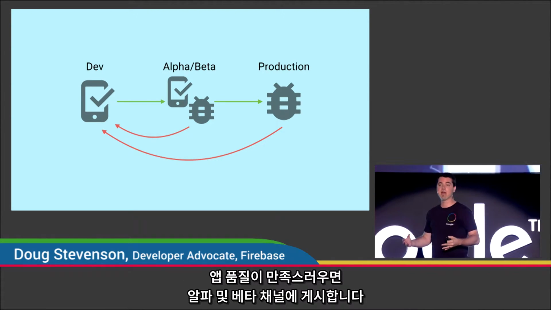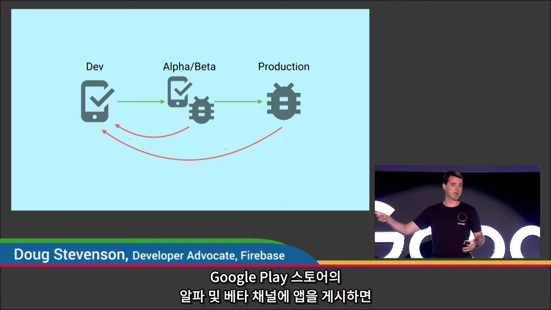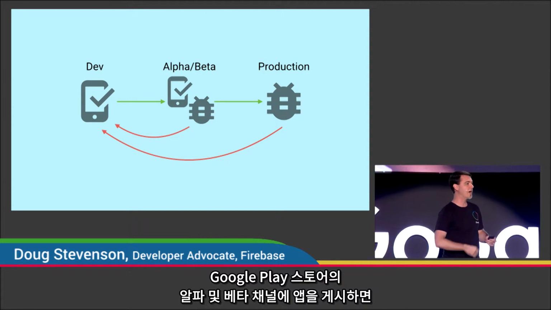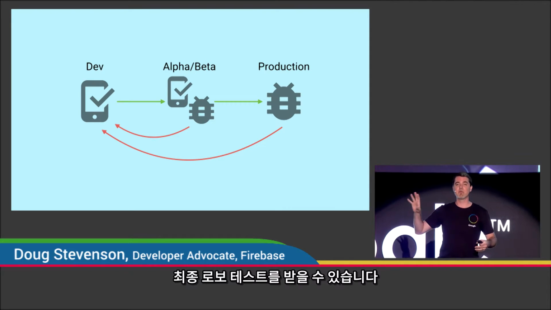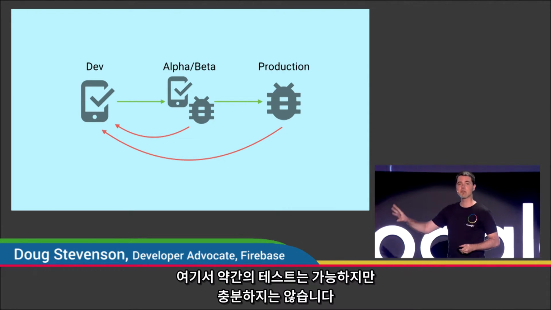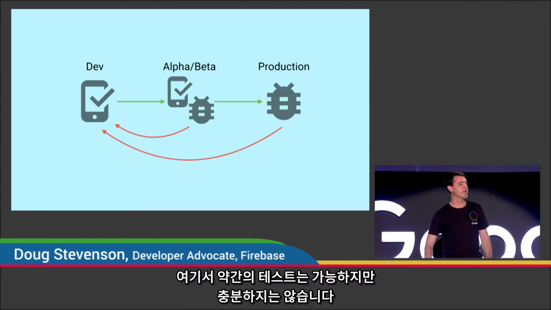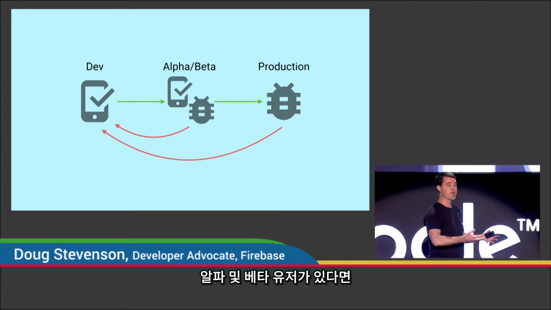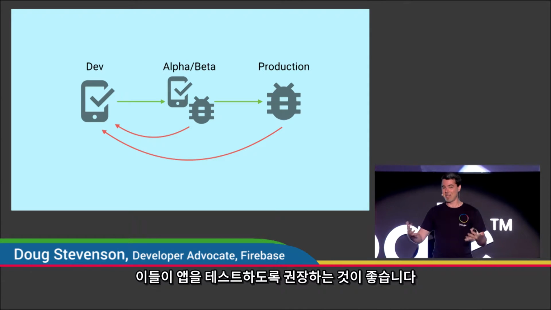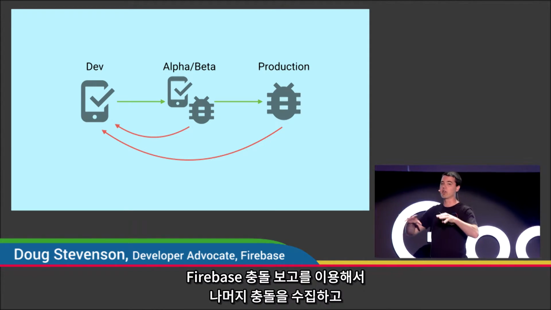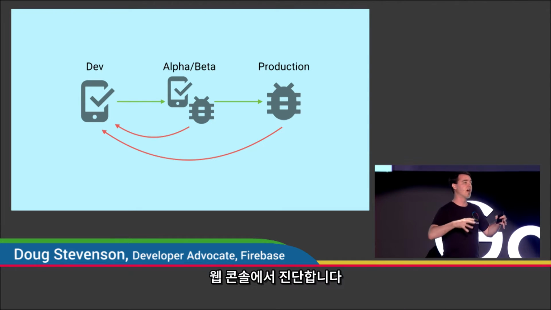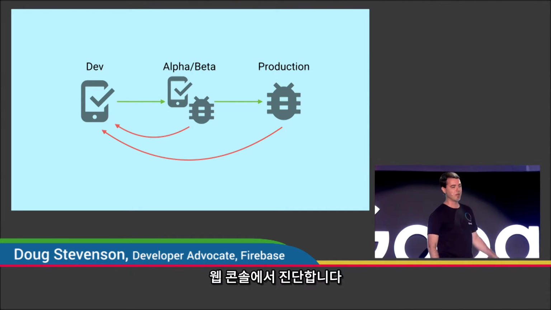And when you're happy with that, you can publish it to your alpha or beta channel. Now, as I mentioned before, when you publish to an alpha or beta channel in the Google Play Store, you get that final free robo test. So you're still doing a little bit of testing there, but not a lot. Then, if you have alpha and beta users, and I highly recommend that you get alpha or beta users who are willing to test your app, you can then use Firebase crash reporting to collect any remaining crashes so that you can diagnose them in the web console.